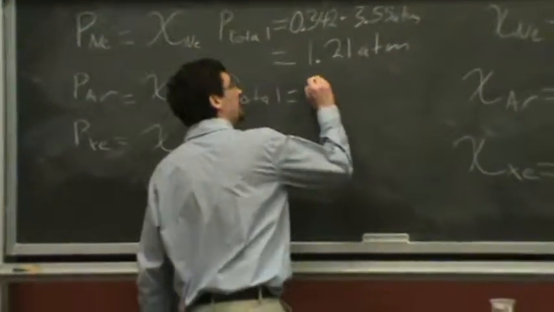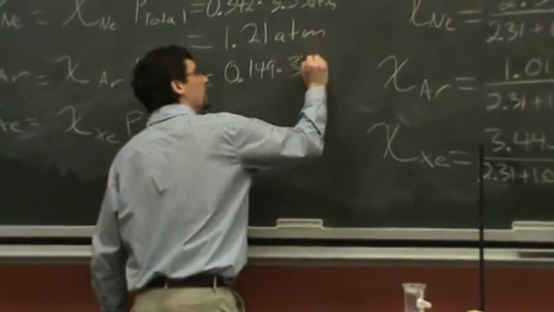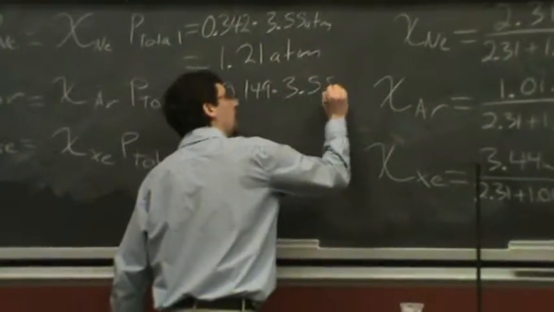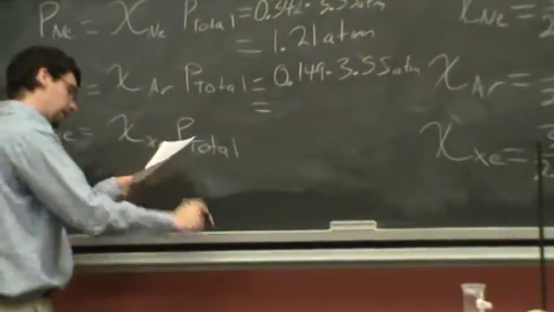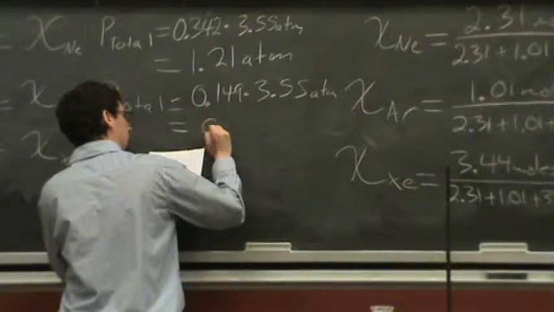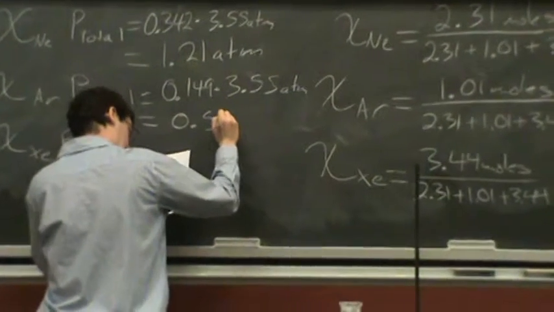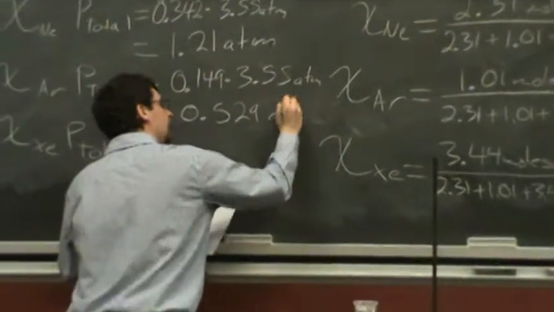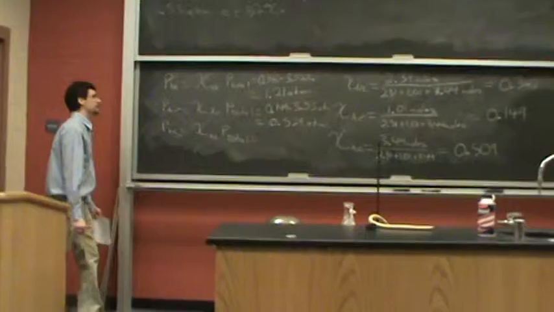In the case of argon, 0.49 times our 3.55 ATM. When you multiply that all the way through, what you result in is about half of an atmosphere, 5.29 ATM.